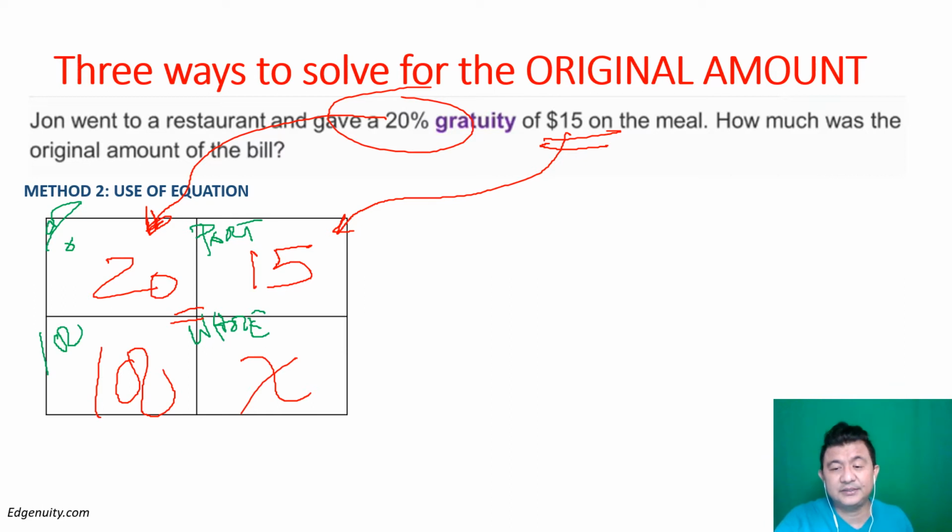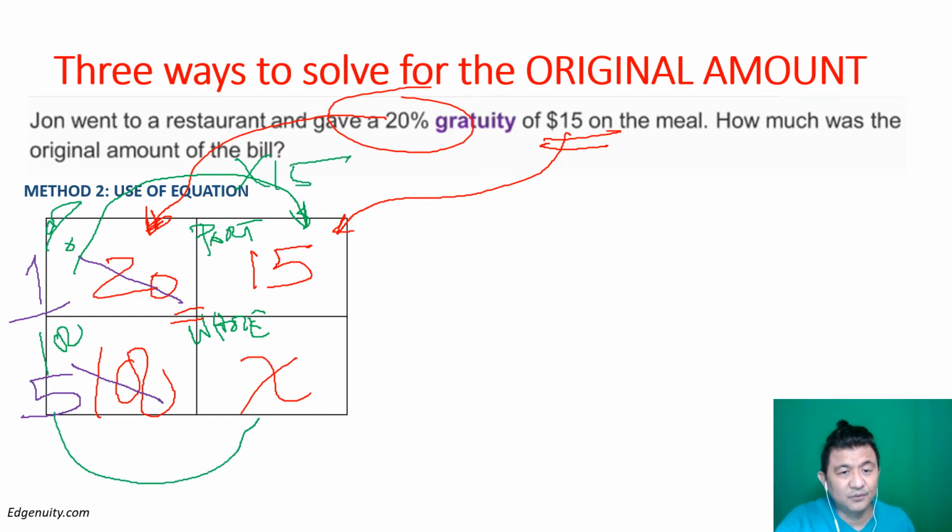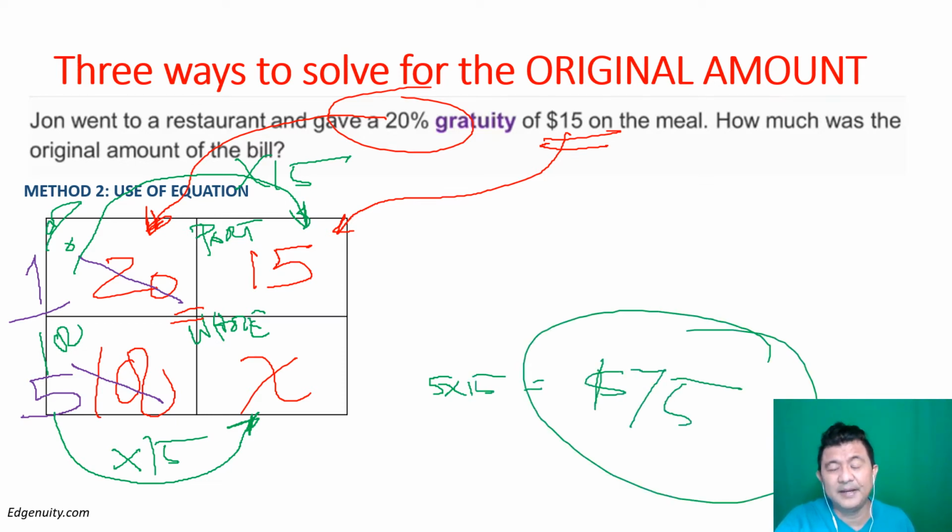All right. So next, I will just look for patterns. Okay, there's a simpler way. For 20 over 100, divide by 20, you get a 1. Divide by 20, you get a 5. Now the pattern is more obvious, right? So what's the pattern? Look from the left to the right. 1 became 15, I just do times 15. 5 times 15 is again $75. So the whole amount was $75. Would you prefer that method?